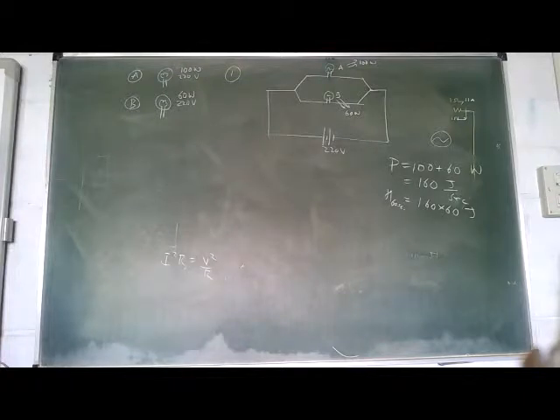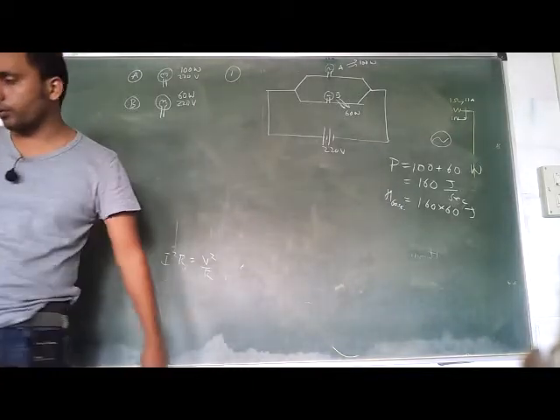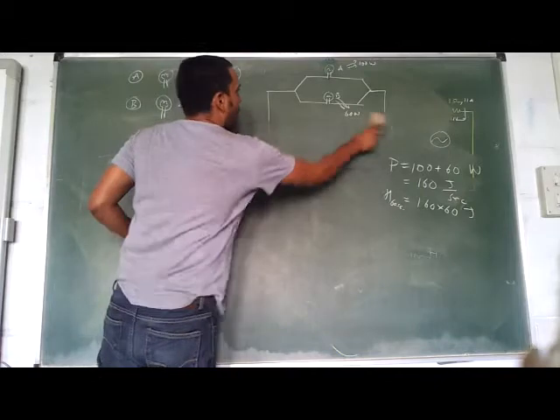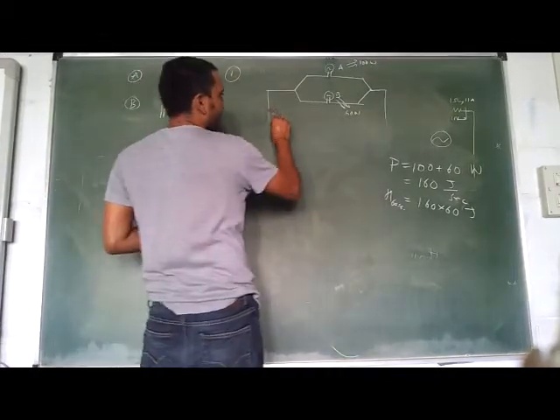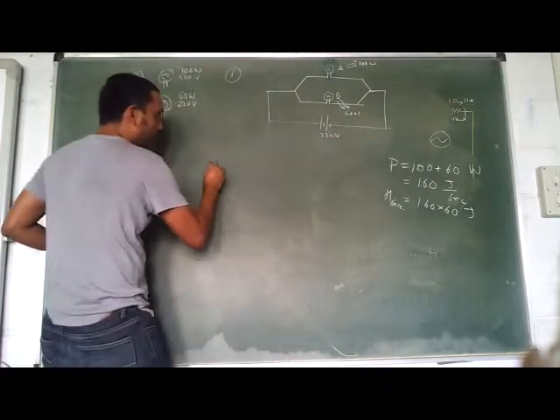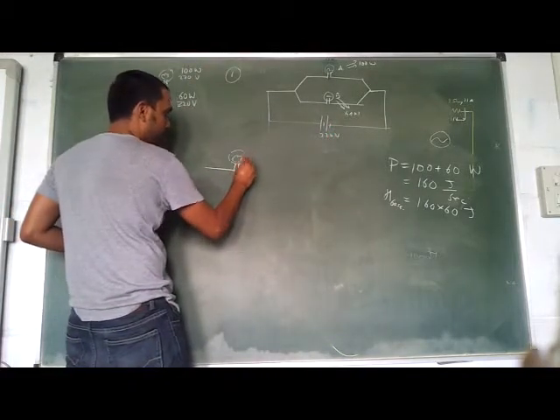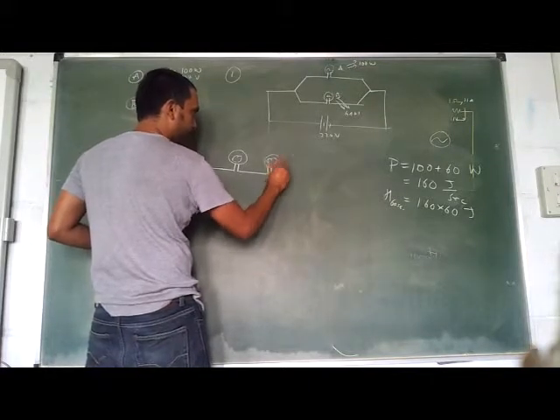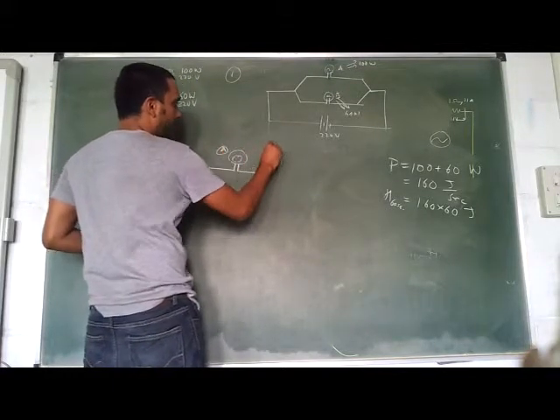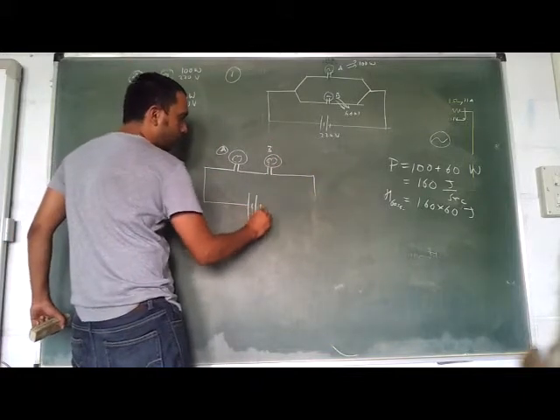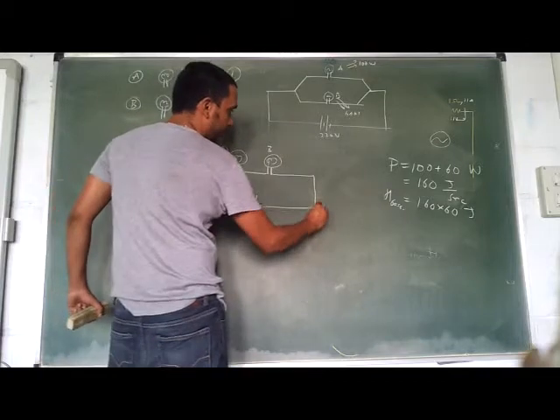Any doubt? The main problem is the other question. The other question is a little tricky. The other question is, one bulb is put like this and the other bulb is put like this, A, B in series with a 220 volt supply.